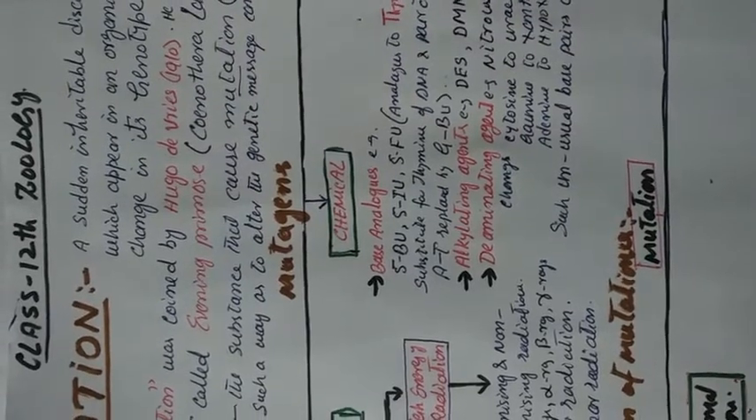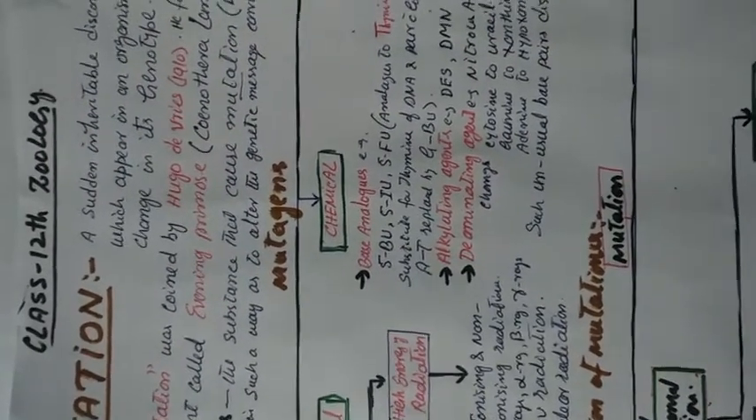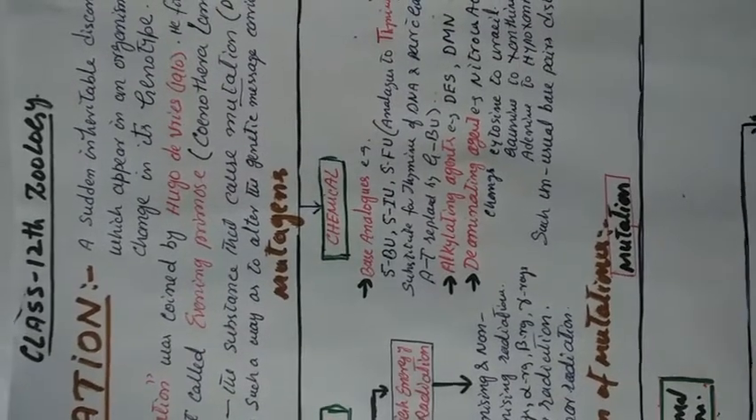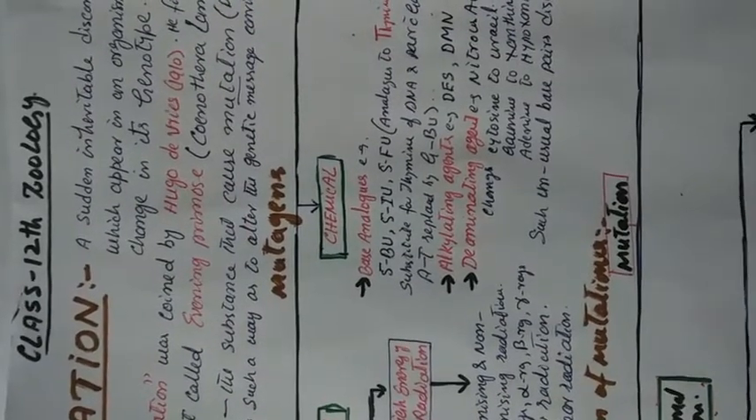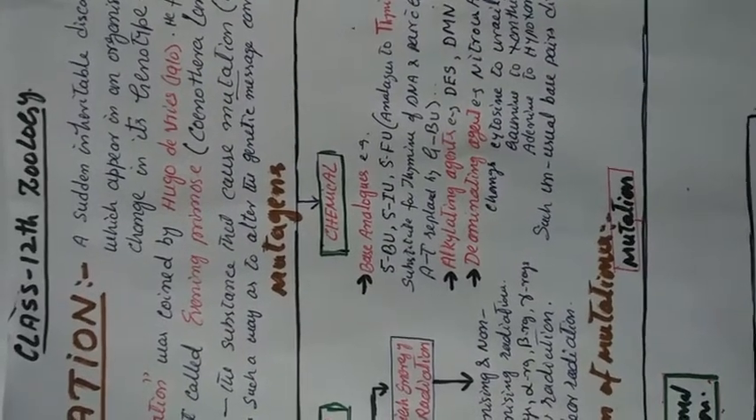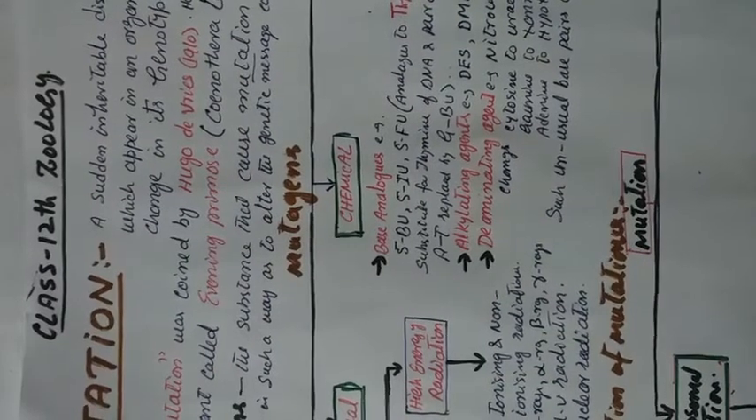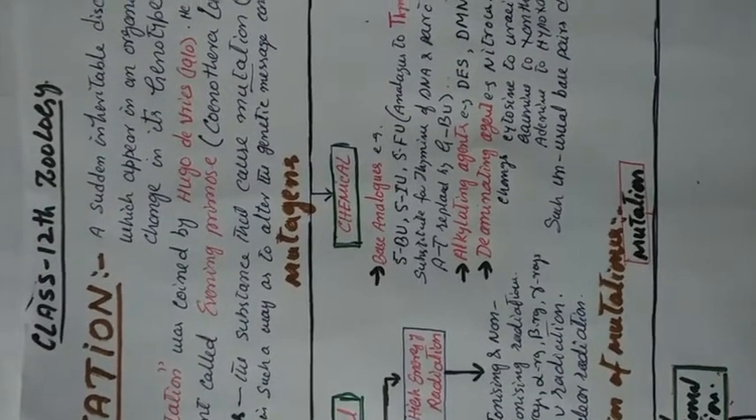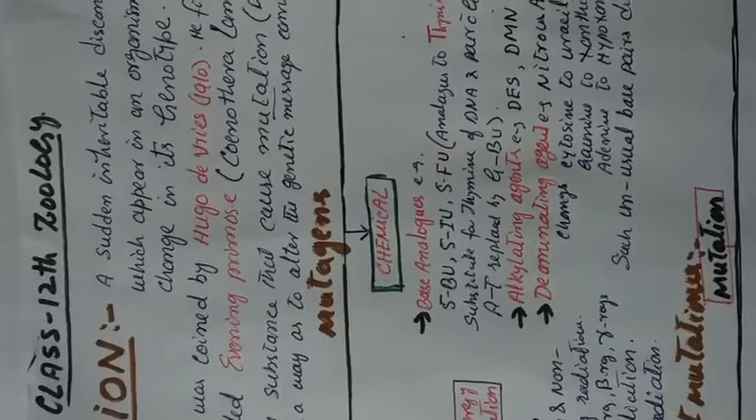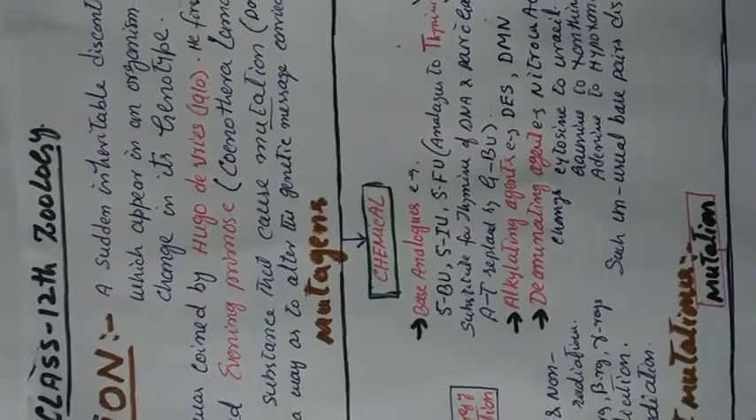Now first of all we must understand what causes mutation. Mutation is basically caused by certain substances or factors which damage or cause change in DNA genes in such a way as to alter the genetic information or message carried by those genes.